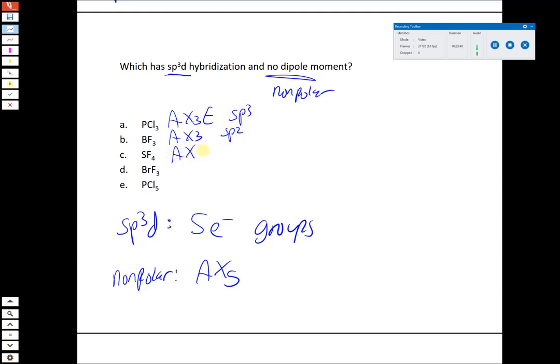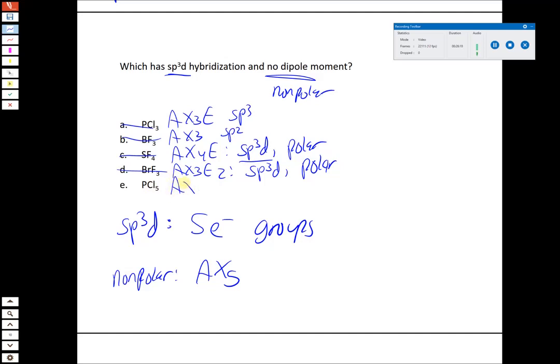SF4 would be AX4E. This would have the correct hybridization, sp3d, but it's going to be polar. So correct hybridization, but it's polar, so we can cross it out. These two don't have the correct hybridization. BrF3 is AX3E2. This is also 5 electron groups, so it's the correct hybridization, sp3d, but it's going to be another one that's polar. So correct hybridization, but polar. But then if we go to PCl5, we've seen this one or similar ones before. This is AX5. So this is going to be sp3d with 5 electron groups, but nonpolar.